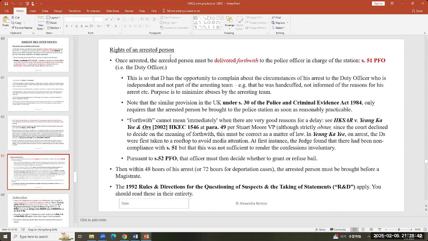And when we're talking about the rights of an arrested person, we have to have in mind this very important document, the 1992 Rules and Directions.